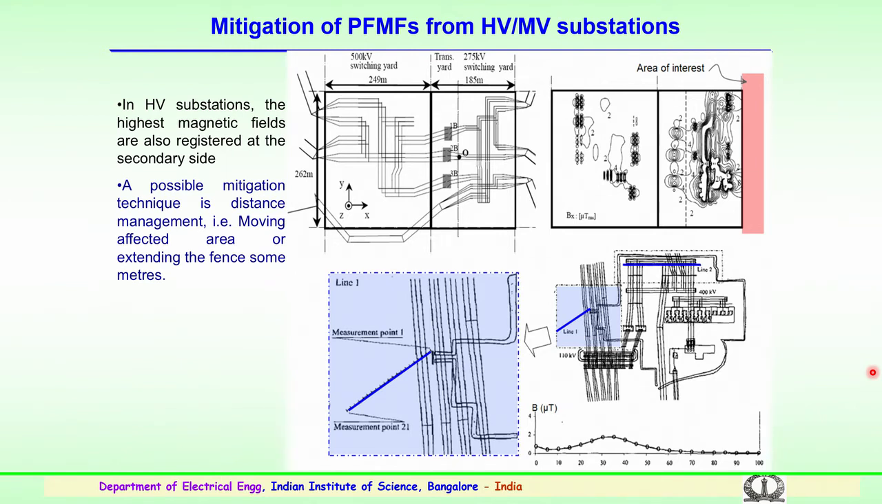The highest magnetic fields in high voltage substations are normally registered at the secondary side of the equipment. So, a possible mitigation technique is again distance or clearance management, that is, moving away from the affected area or extending the fence clearance, so that these fields are reduced as the distance goes up. You can see the magnetic field gets reduced as the distance goes up. This is very important to be followed for higher voltage substations, for both magnetic and electric fields.